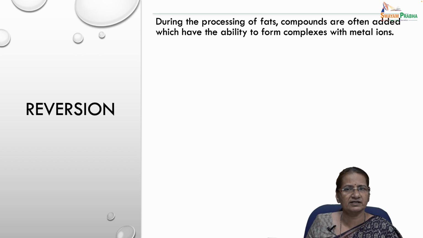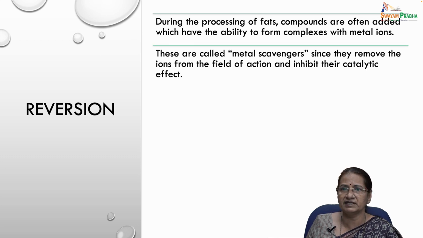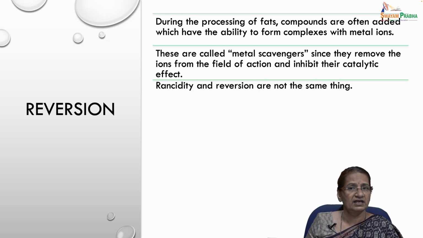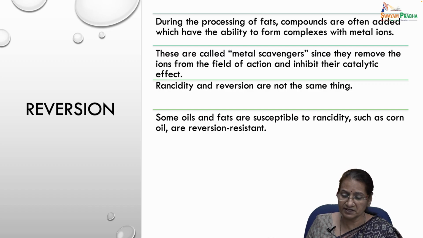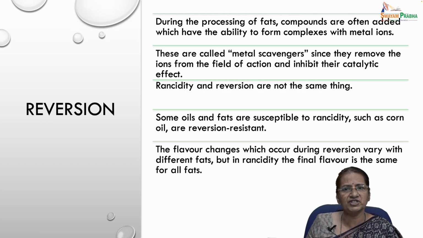During the processing of fats, compounds are often added which have the ability to form complexes with metal ions. These are called metal scavengers, since they remove the ions from the field of action and inhibit their catalytic effect. Rancidity and reversion are not the same thing. Some oils and fats susceptible to rancidity, such as corn oil, are reversion resistant. The flavor changes which occur during reversion vary with different fats, but in rancidity, the final flavor is the same for all fats.